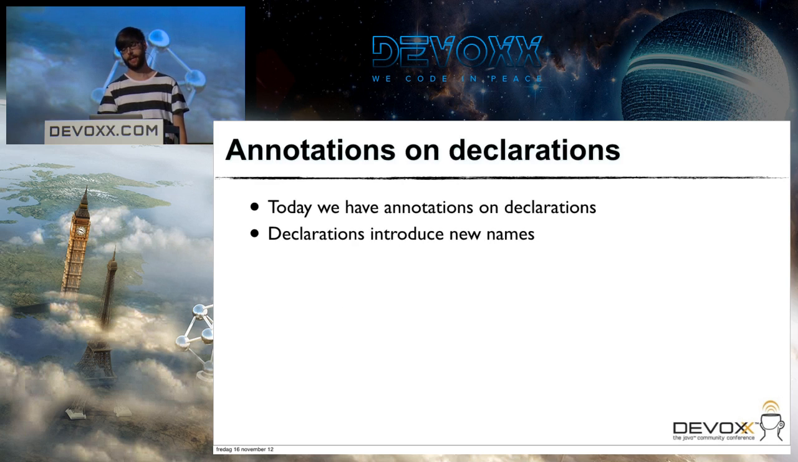So, today we have what we call annotations on declarations. And what is a declaration? A declaration introduces a new name into your program.